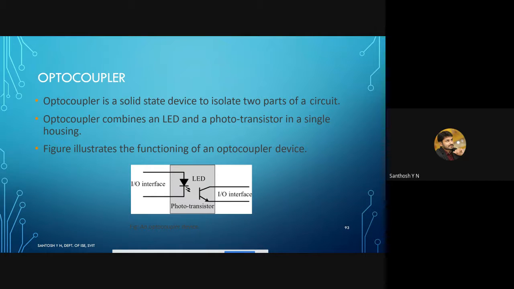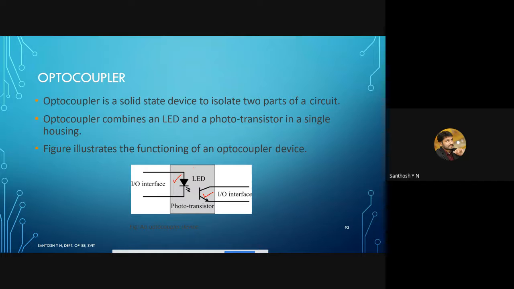See, the optocoupler will have two important elements, that is an LED as well as a phototransistor. The LED will be emitting light, and the phototransistor will have the ability to detect the light that is being emitted by the LED, right?